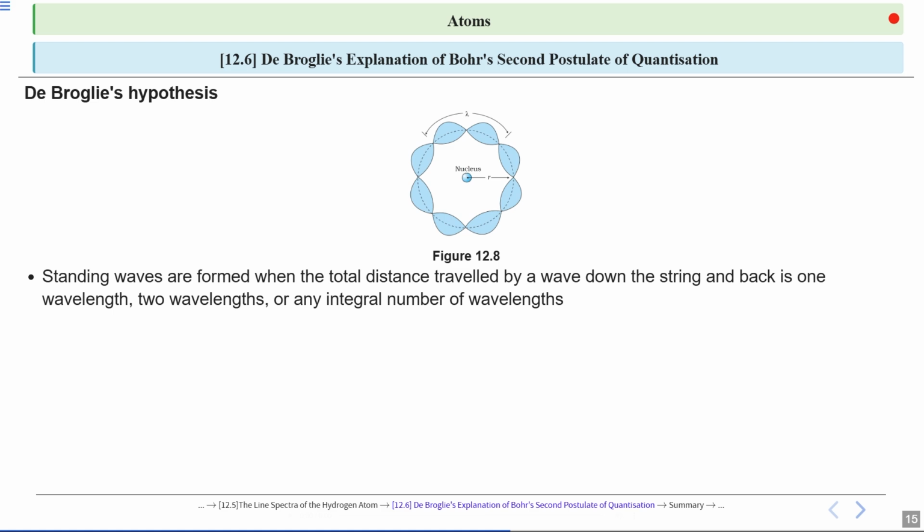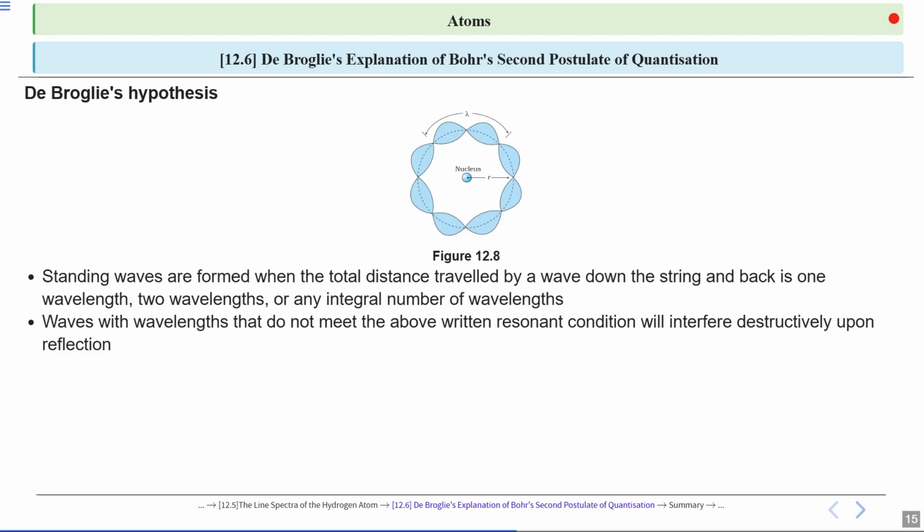Let's examine how standing waves are formed. For a standing wave to exist, the total distance the wave travels down the string and back must be exactly one wavelength, two wavelengths, or any whole number of wavelengths. This is called the resonant condition. If the wave doesn't meet this condition, it can't form a stable standing pattern.